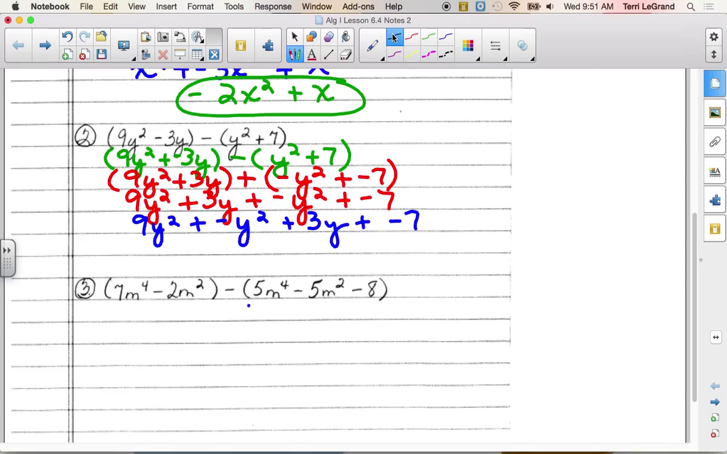So what do we have here? 8y squared plus 3y, there's nothing for those y's to be combined with, plus a negative 7 is the same as minus 7. Clean it up at the same time. So we end up with 8y squared plus 3y minus 7.